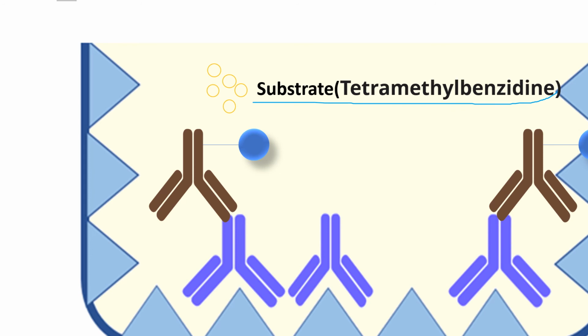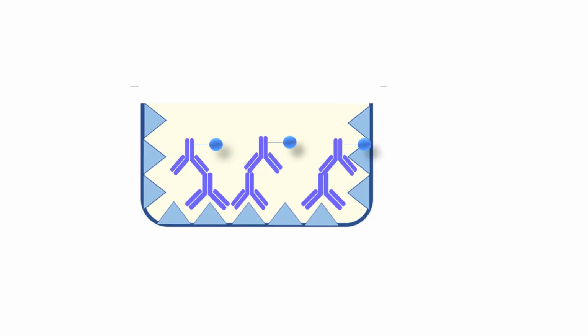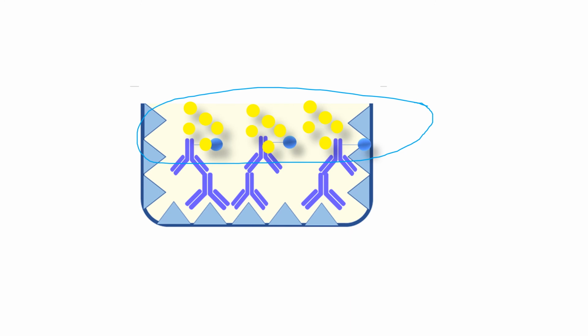Now let's zoom in on this. After zooming in, we have added the substrate. Our substrate is tetramethylbenzidine. We have the enzyme horseradish peroxidase, and our substrate is a colorless compound, tetramethylbenzidine. By the action of the enzyme horseradish peroxidase, this colorless compound gets converted into a colorful compound. So you can see it is a colorful compound by the action of the enzyme horseradish peroxidase.